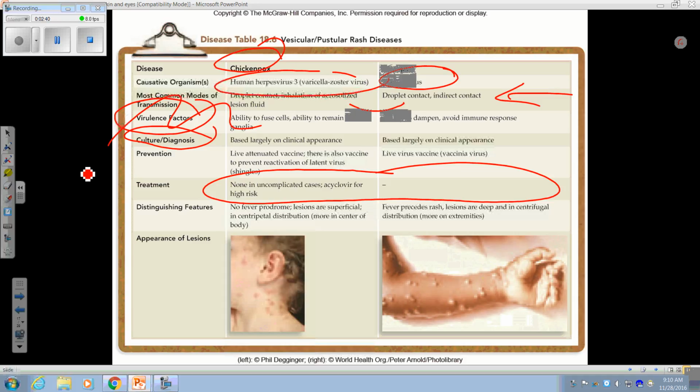For chickenpox, there is acyclovir, right? So we can give acyclovir as for any herpes virus, although it is not warranted for people with a normal immune system. If there is an immunocompromised patient, then acyclovir may be warranted. So pretty much the pustular rash is the distinguishing feature of it.